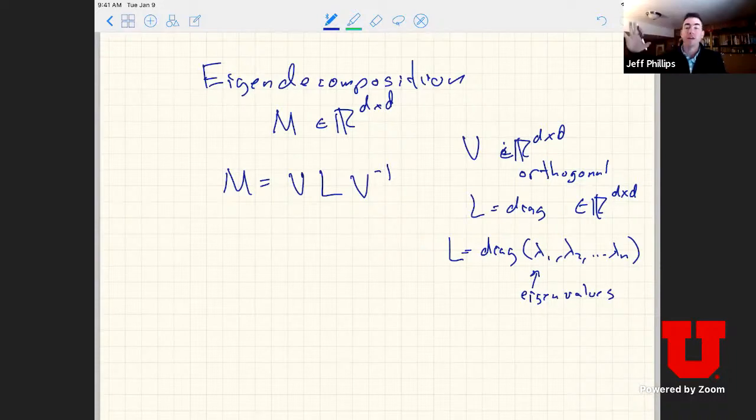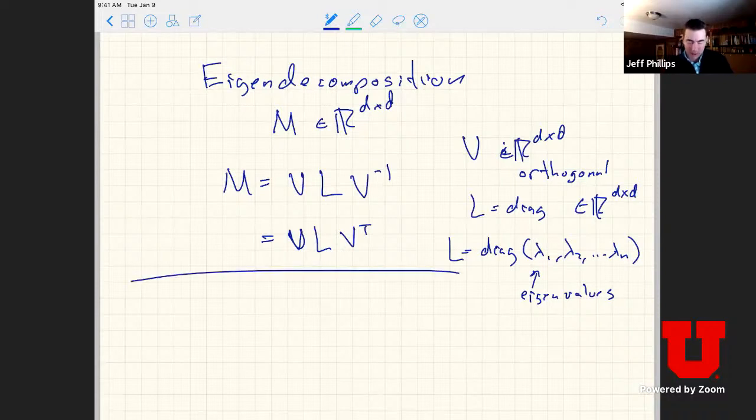As long as V is an orthogonal matrix, I'm going to get just to fill out the basis. Because V is orthogonal, I know that the inverse is its transpose. So I get V L V transpose. Okay. So I don't need to take an inverse to do this sort of decomposition. The other nice thing is that now I basically have an algorithm for the inverse.